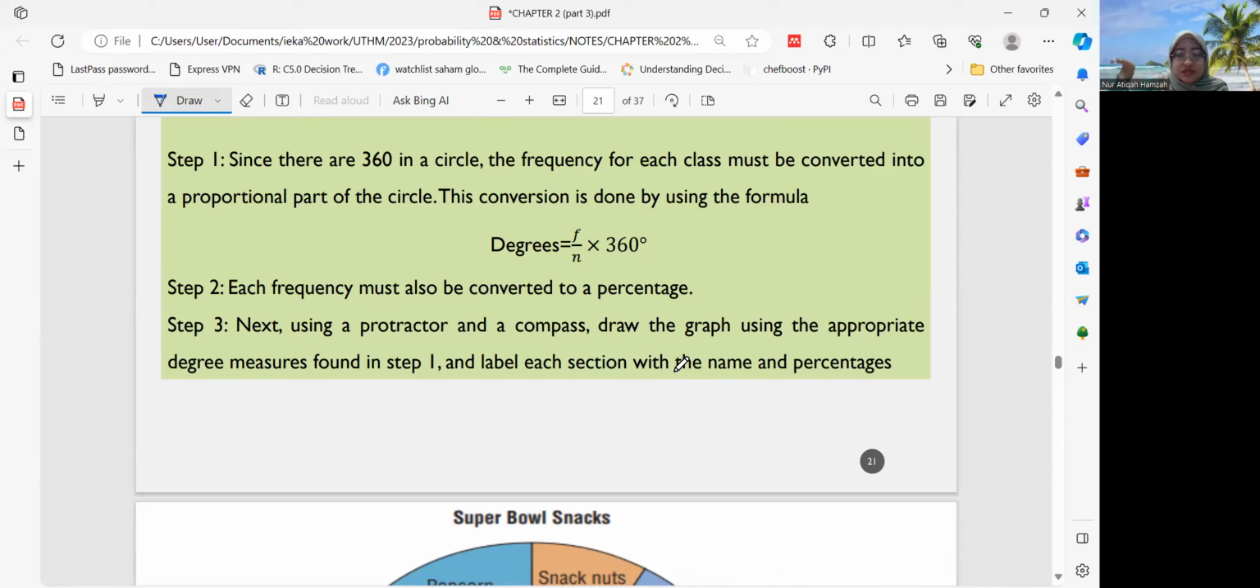Step 2, yang awak kena cari percentage tu, that is for the purpose of labeling every section yang awak dah lukis. Okay, so kat sini saya tak include lah formula percentage. Okay, saya harap semua tahu formula percentage. Sama je macam formula degrees ni, tapi untuk percentage F over N times 100%. Saya pun dah salah. Okay, saya ulang. Percentage is F over N times 100%.